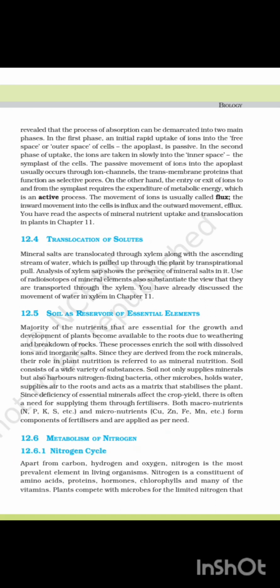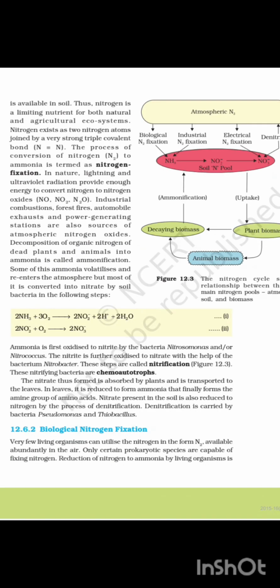12.6 Metabolism of nitrogen. 12.6.1 Nitrogen cycle. Apart from carbon, hydrogen and oxygen, nitrogen is the most prevalent element in living organisms. Nitrogen is a constituent of amino acids, proteins, hormones, chlorophyll, and many of the vitamins. Plants compete with microbes for the limited nitrogen available in soil. Thus, nitrogen is the limiting nutrient for both natural and agricultural ecosystems.